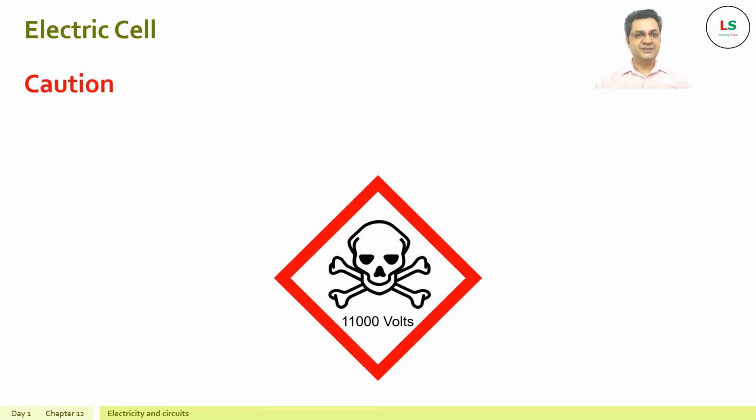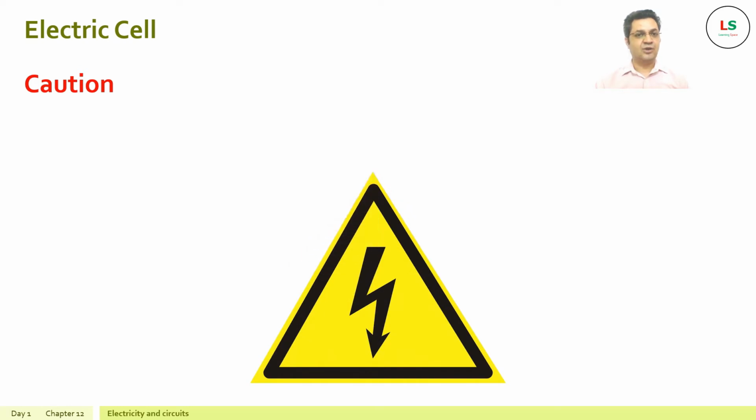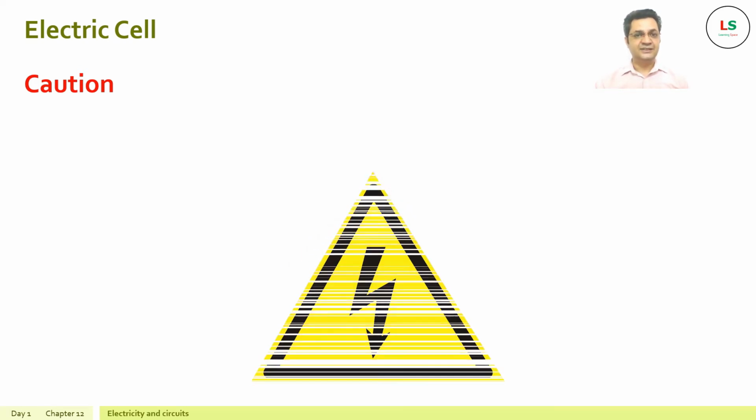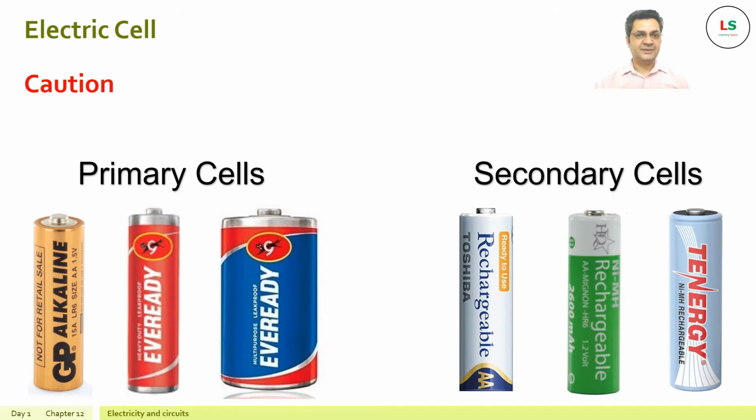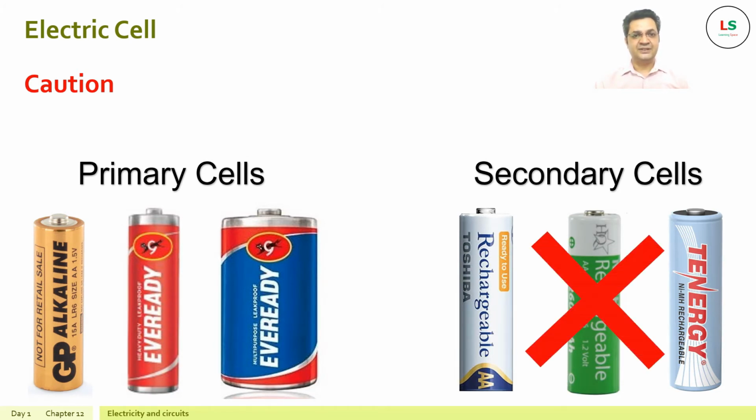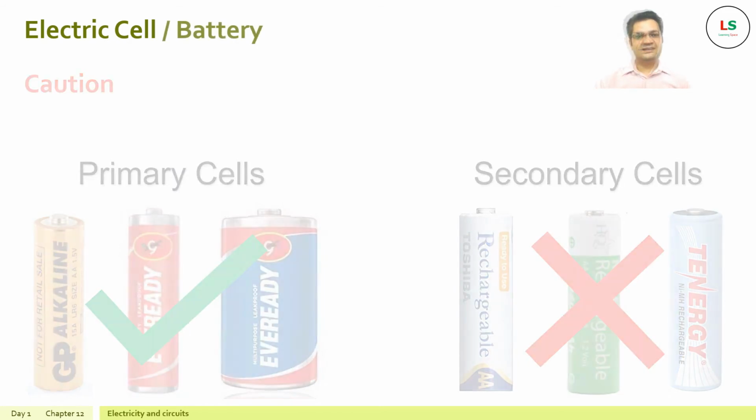Caution. Have you seen this danger sign on the electrical transformers or near the electrical power lines? It is to warn people that electricity can be dangerous if mishandled. Never try to work with any electrical wires or sockets at home. Since we know that there are primary cells and secondary cells, for our experiments and activities, we'll prefer using the primary cells. These are much safer to use.